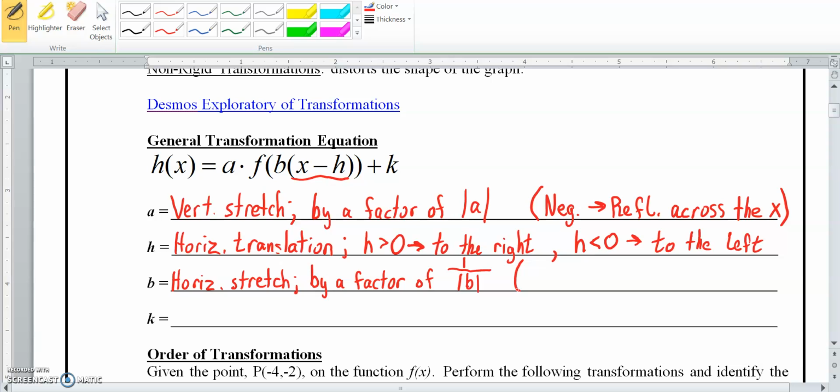Meaning that if we have a whole number here, so B is 2, 3, 4, our horizontal stretch really becomes more of, some people will call it a horizontal compression.